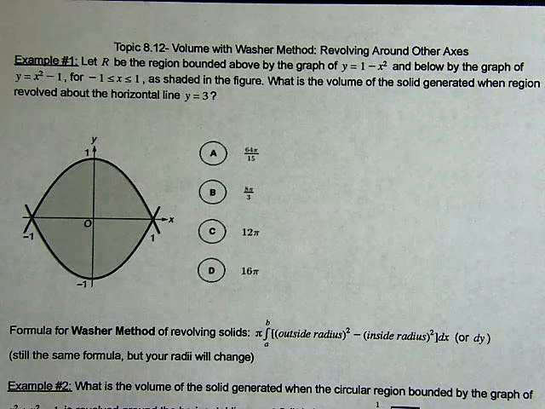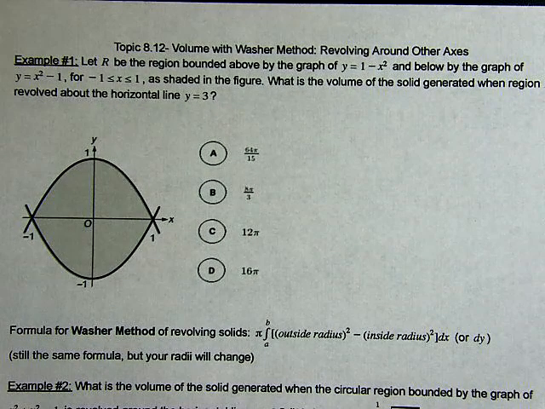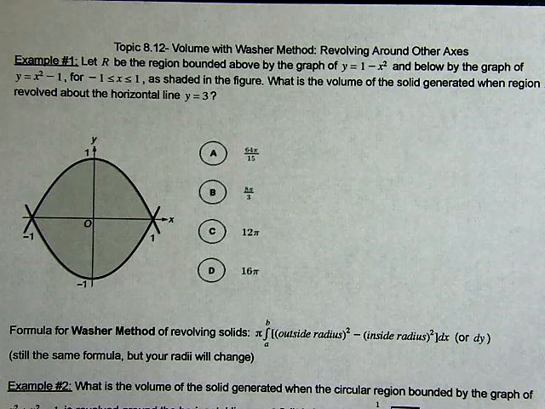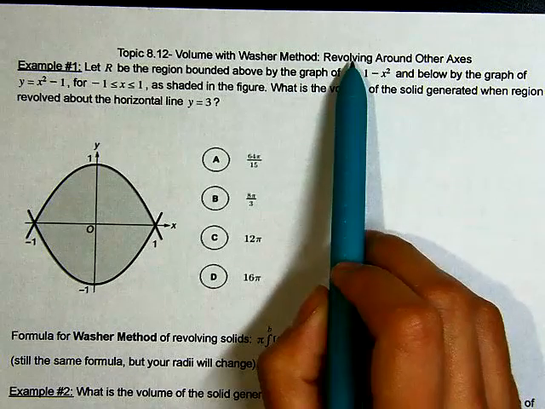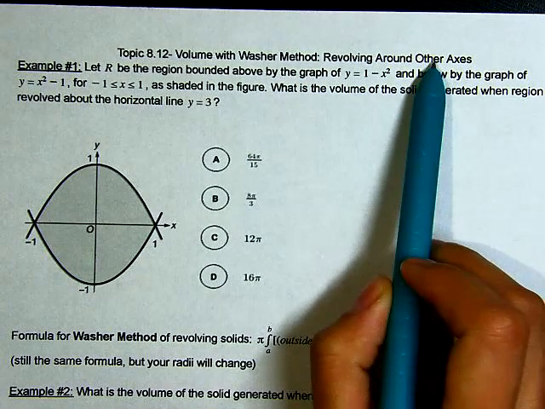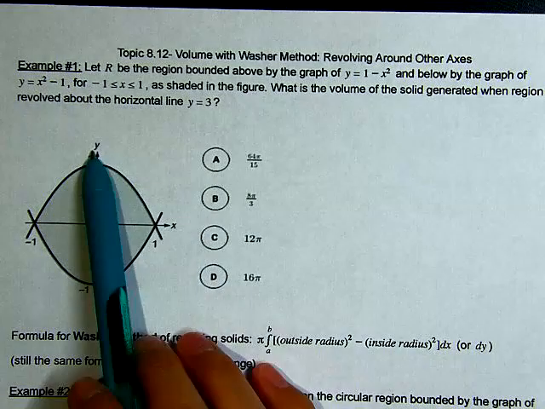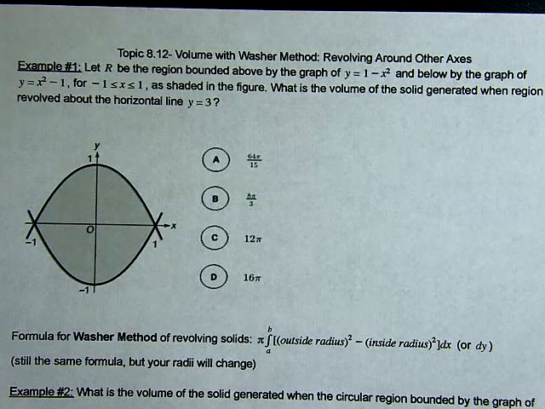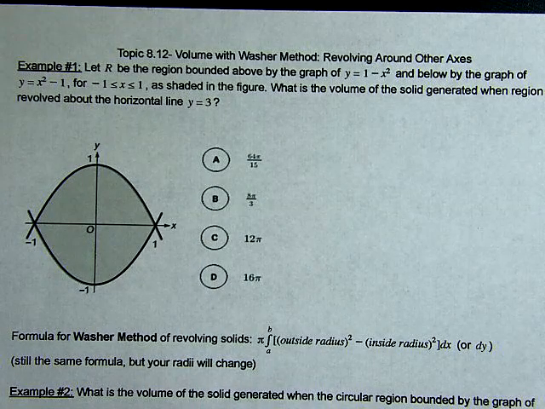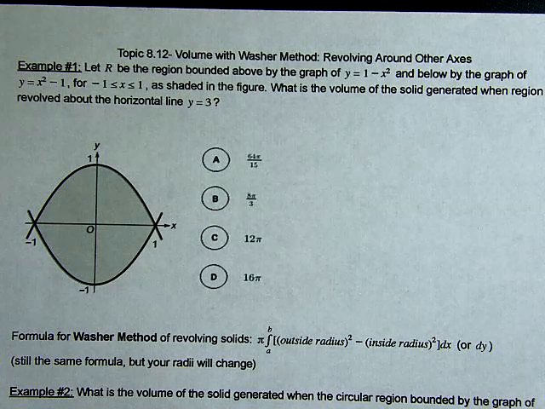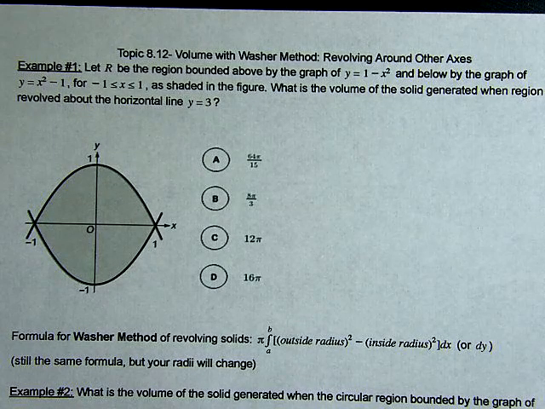This is our last topic. Congratulations, you've made it to the end of calculus. We are continuing with the washer method. However, we are now going to revolve around other axes. So we have the x-axis, we have the y-axis. We can make other horizontal and vertical lines our axis. I personally think this is probably the coolest topic because it makes the coolest looking 3D shapes.